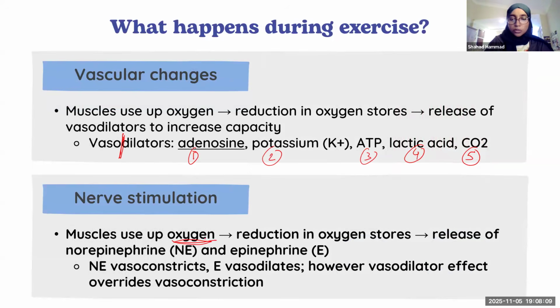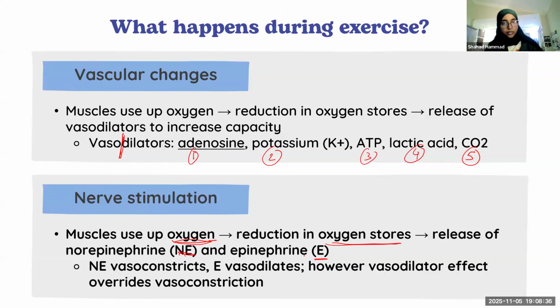The muscles will use up the oxygen. There will be a reduction in the oxygen stores, and we'll have the release of something called catecholamines, which are norepinephrine and epinephrine. I'm not sure if you guys studied this in a different lecture, but these will work on the sympathetic stimulation. And we have things called sympathetic and parasympathetic stimulation. I'm sure you guys had a lecture on this, so it's not the main focus, but I'll just go over it. Sympathetic is our fight or flight response.